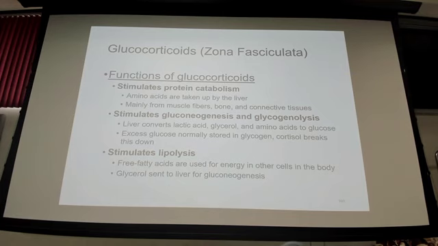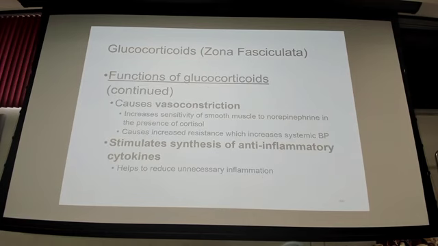Lipolysis to use free fatty acids for energy. Causing vasoconstriction. It has a sort of synergistic effect with norepinephrine. Remember norepinephrine is our thing that's secreted constantly in low levels to maintain vascular tone. So having a synergistic effect clamps down the vessels a little bit more, increasing systemic blood pressure. Okay.